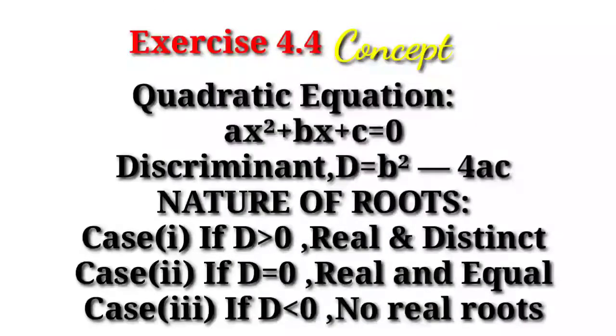Case first, if the value of D comes positive, meaning it is greater than 0, it means roots are real and distinct. Case second, if the value of D equals 0, it means roots are real and equal. Case third, if D is negative, meaning D is less than 0, then no real roots exist. I am just repeating it, just focus on it.